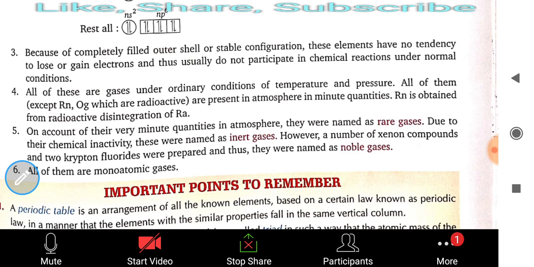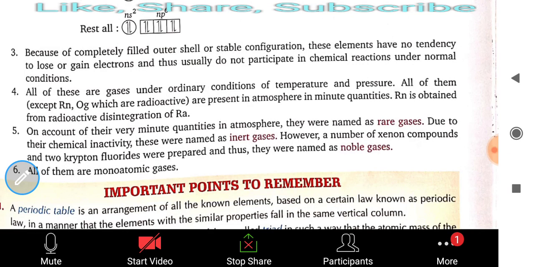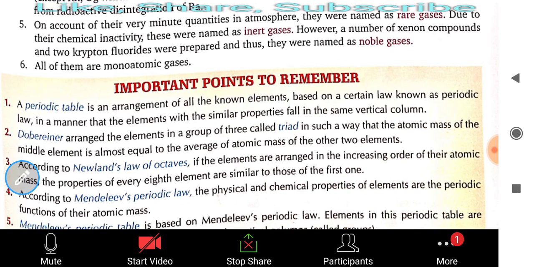However, a number of xenon compounds and two krypton fluorides were prepared, and thus they were named noble gases. All of them are monoatomic gases. If you see their electronic configuration or formula, they are monoatomic. They contain only one type of atom.